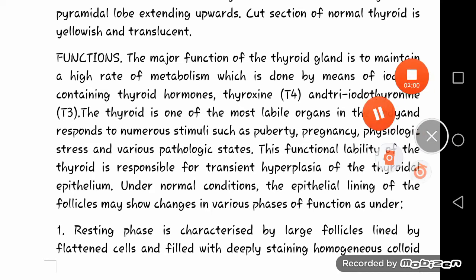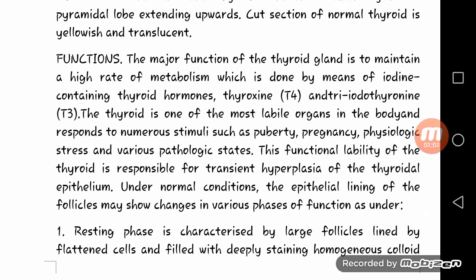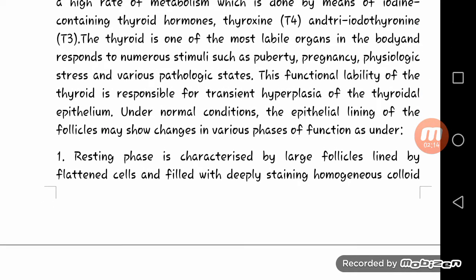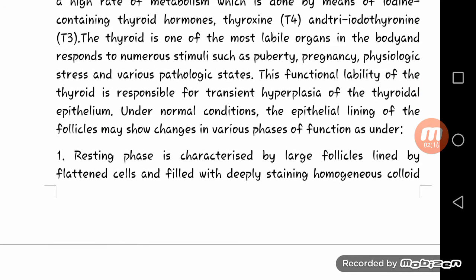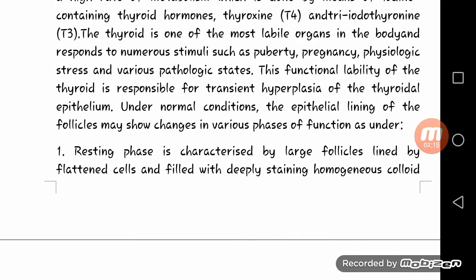The thyroid is one of the most labile organs in the body and responds to numerous stimuli such as puberty, pregnancy, physiological stress, and various pathological states. This functional lability of the thyroid is responsible for transient hyperplasia of the thyroidal epithelium.